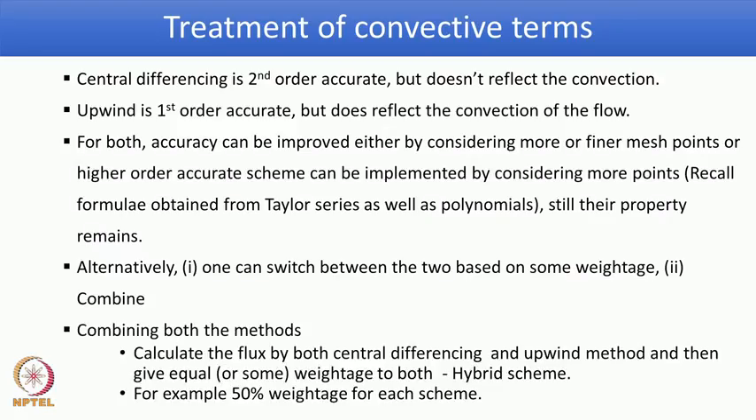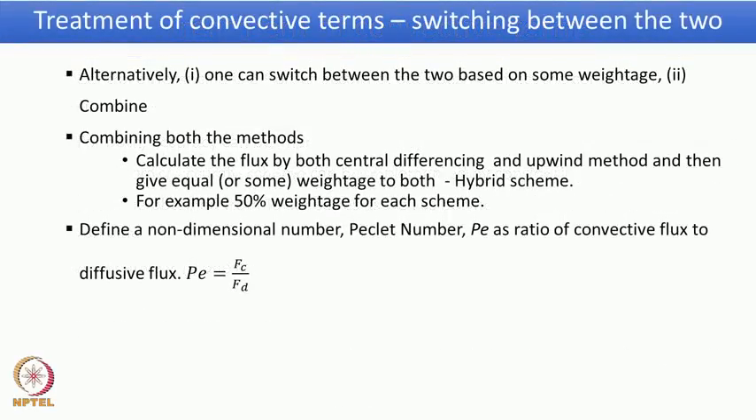Combining both the methods, calculate the flux by both the central difference scheme and the upwind method. Either you can give equal weightage to both, or you can decide the weightage according to the problem. Any one of these methods falls under the category known as a hybrid scheme. Now, how to switch between the two?